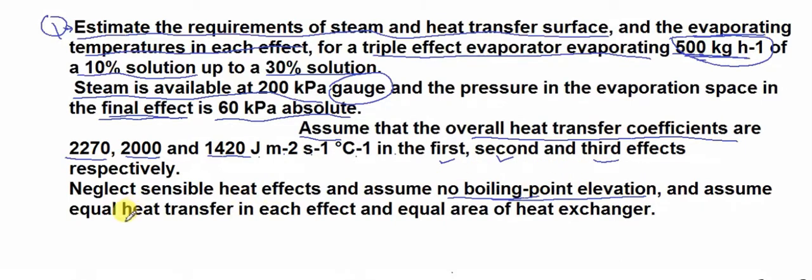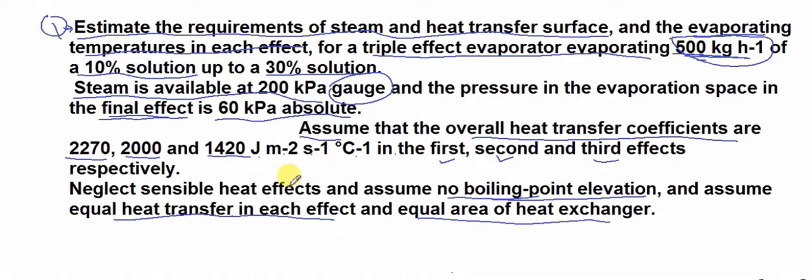And you have to assume equal heat transfer in each effect and equal area of heat exchanger. That means whatever area of heat exchanger A1 in first effect is equal to second effect, that is equal to third effect. Similarly, you can consider that heat transfer rate in first effect is equal to second effect, that is equal to third effect. Okay, so with this we have to solve this particular problem.